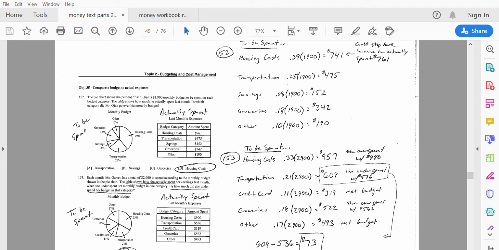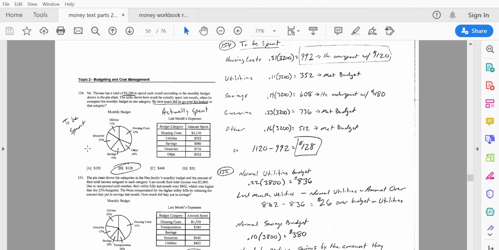Now the question says by how much? So her budget was 609. She spent 536. Subtract. So she went $73 under budget. The biggest key on this one is making sure you understand this is the actual spent, and this is the budget, or to be spent. And you're looking for which one of these over here is less than one of these. All right, so let's turn the page.